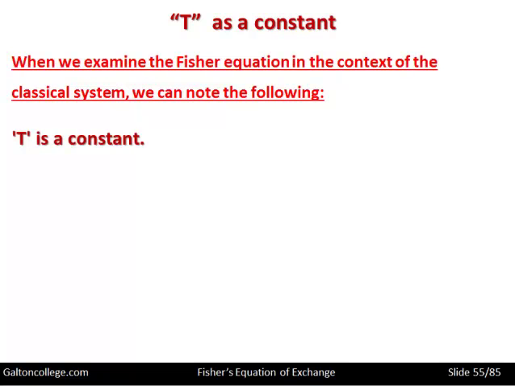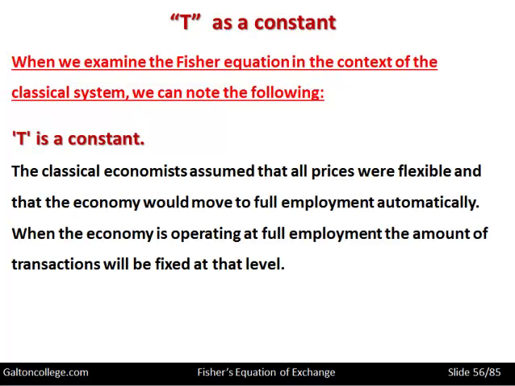So we need T to be a constant. We need V to be a constant as well for the Fisher equation to give us our simple relationship between delta M and delta P. So is T a constant? Well, the classical economists assumed that all prices were flexible and that the economy would move to full employment automatically. When the economy is operating at full employment, the amount of transactions will be fixed at that level.